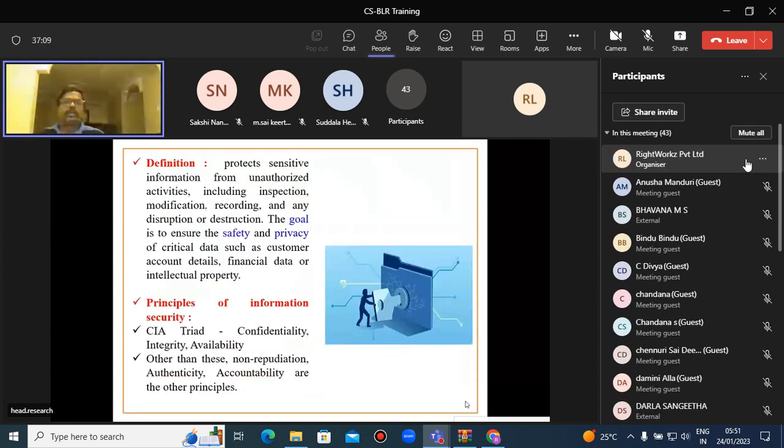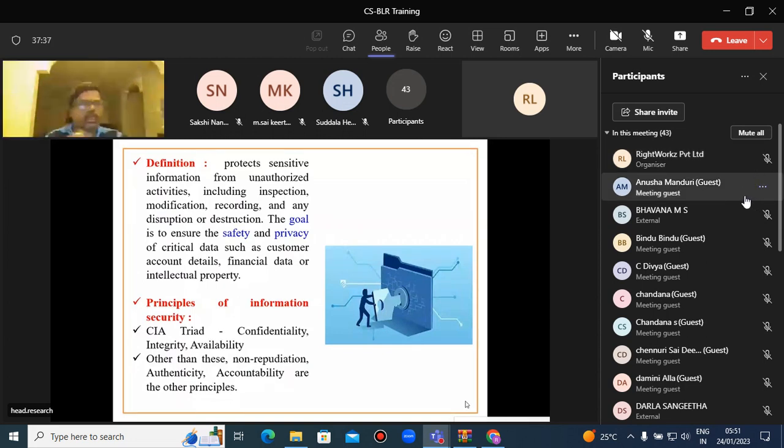Information security protects sensitive information from unauthorized activities, including inspection, modification, recording, and any disruption or destruction. The goal is to ensure the safety and privacy of critical data, such as customer account details, that is called sensitive data, financial data, or intellectual property, that is called information security.